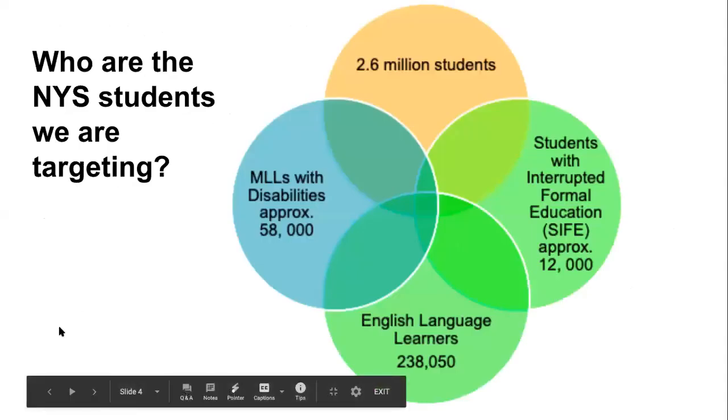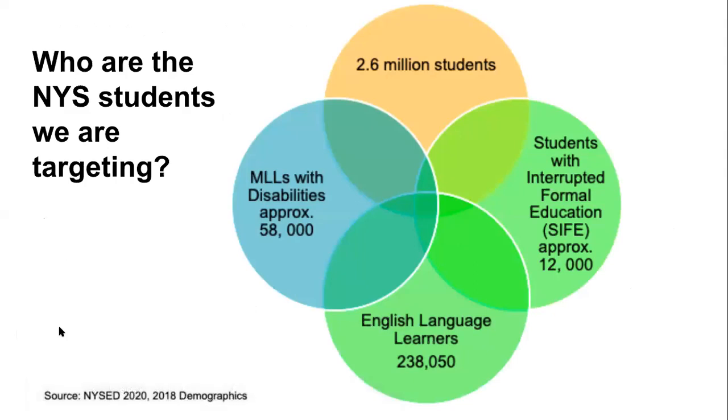So first I want to just make sure we are all familiar with the students that we will be targeting in this presentation. We're focused on New York State students, and as you know, probably there are about 2.6 million students in New York State. 1.1 million of those students are in New York City. Within that larger group, we have almost 240,000 English language learners.